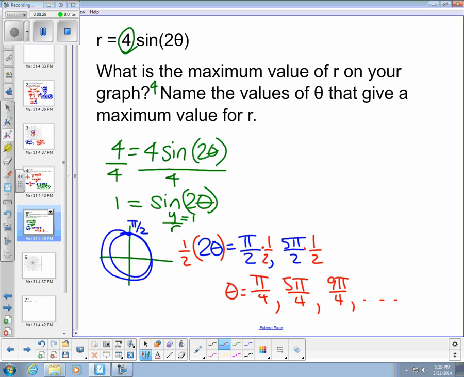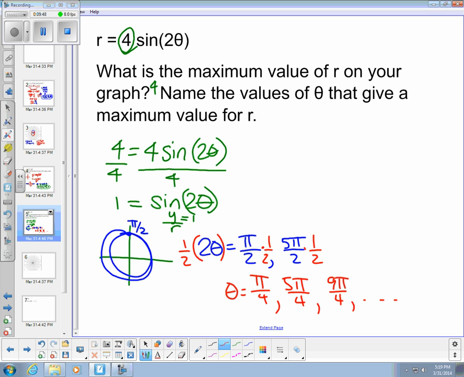9 pi over 4 is actually in the same place as pi over 4, so it would start to overlap. As soon as it starts to overlap, you don't need to continue any further. But those are the places where your graph is going to reach the maximum.